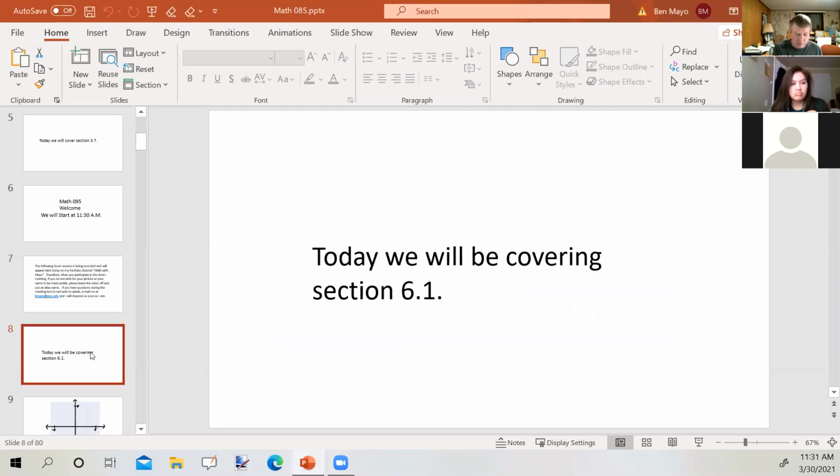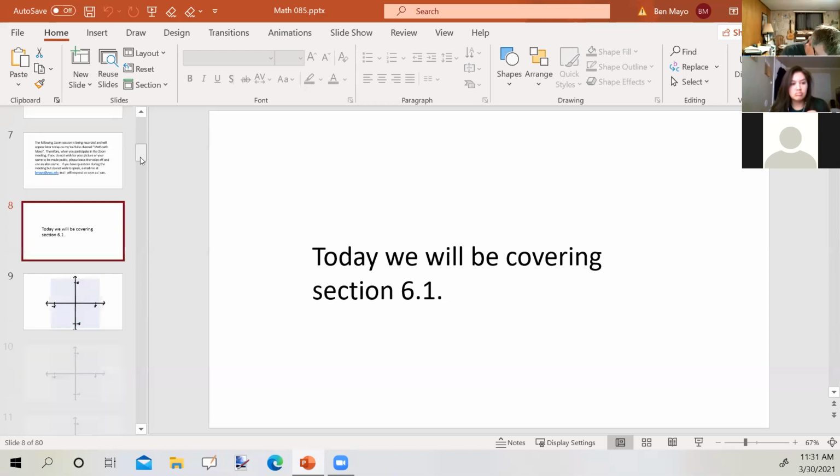So today we're going to start chapter 6. We're going to be looking at section 6.1, which deals with the greatest common factor and factoring by grouping. So let's get started with a bunch of examples.